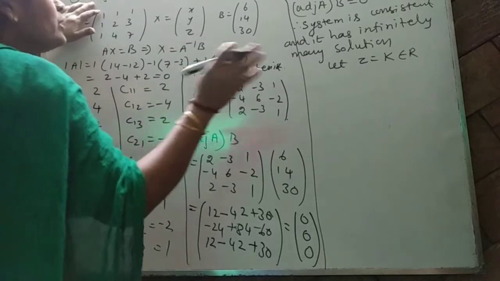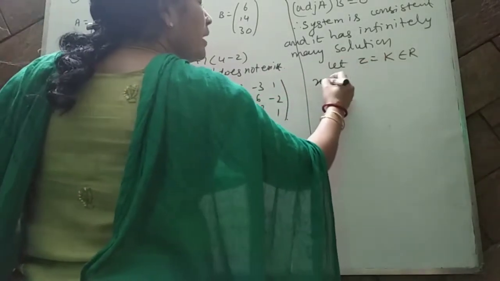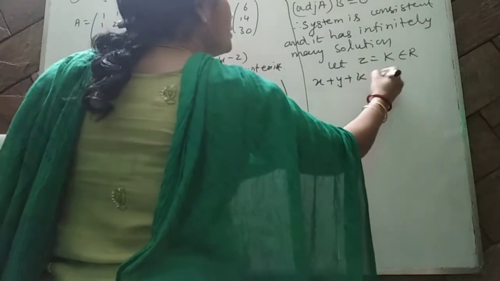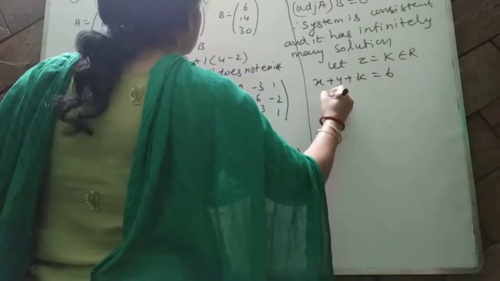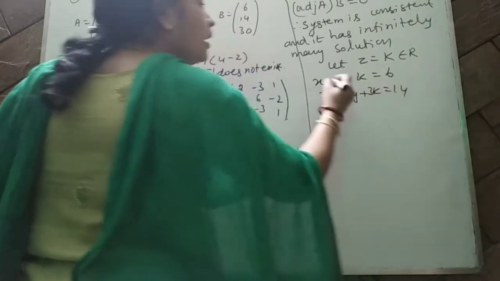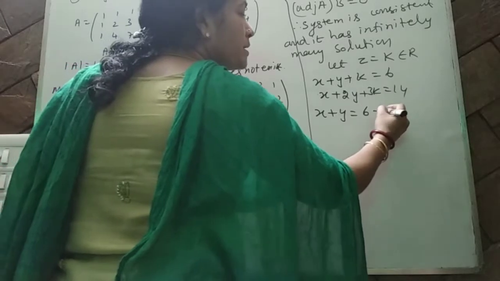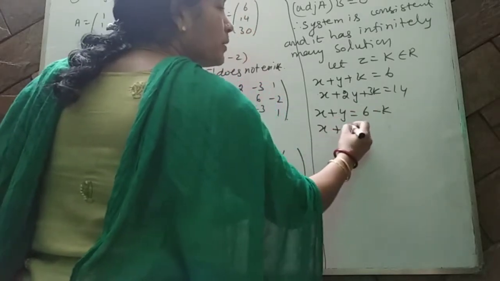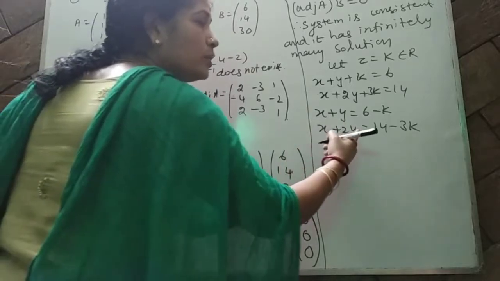So consider any two equations, that is up to your choice. Instead of z, write down k. The first equation is x plus y plus k equal to 6, and the second equation is x plus 2y plus 3k equal to 14. Now I will get one equation x plus y equal to 6 minus k, and another equation x plus 2y equal to 14 minus 3k. Again we have to solve these equations.